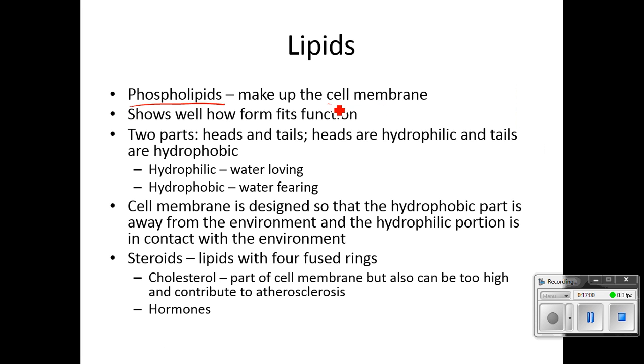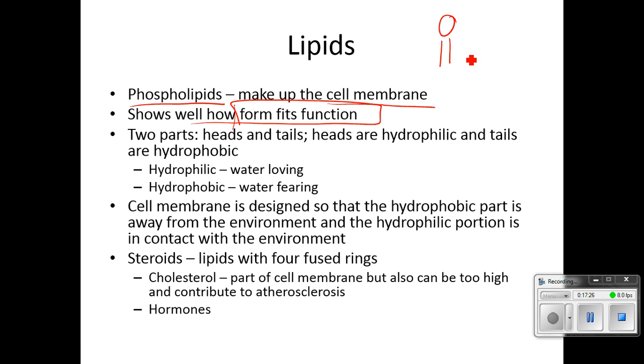Phospholipids are important because they make up the cell membrane. This also shows how well the form fits its function. Remember, the cell membrane is what's going to kind of help let things in and out of a cell. And it will work in regulating what comes in and out based on its structure.